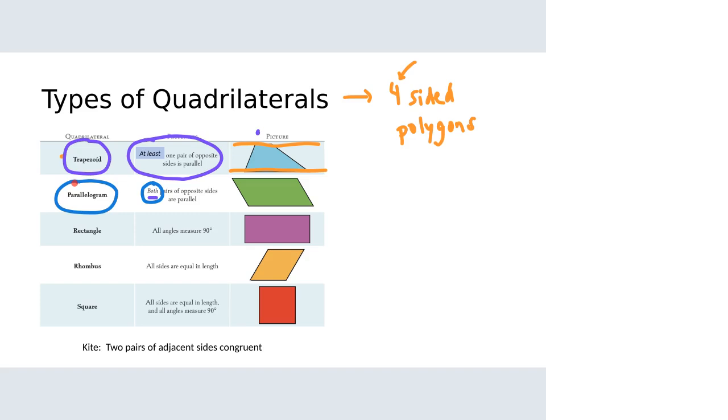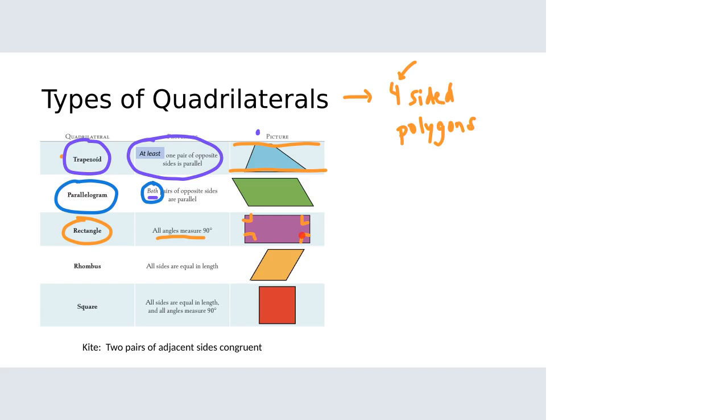Now a figure that you're probably fairly familiar with is a rectangle. And a rectangle has all angles 90 degrees. Now it has to be a quadrilateral first. So, you know, it's going to have four sides and it's a polygon, but also, we're going to throw in this condition that all the angles have to be 90 degrees. So we have 90-degree angles in all four corners. That's what makes this a rectangle.